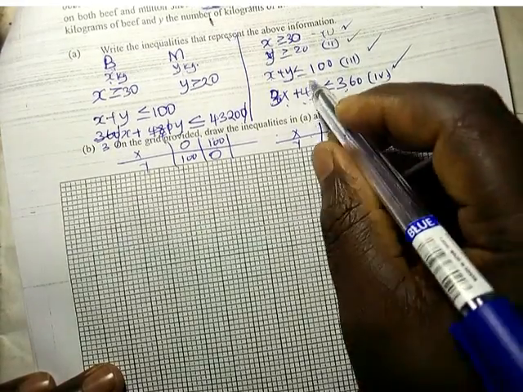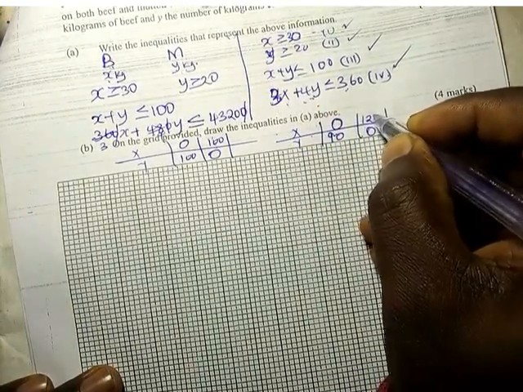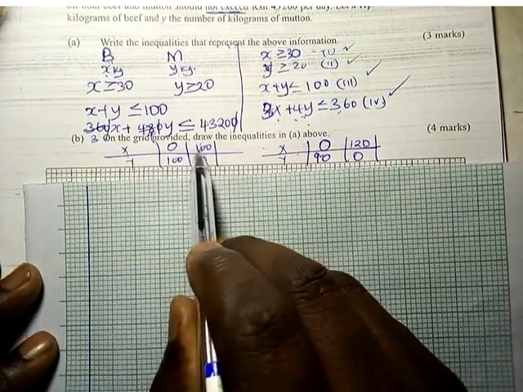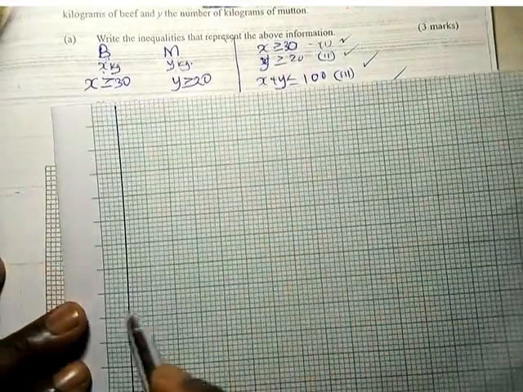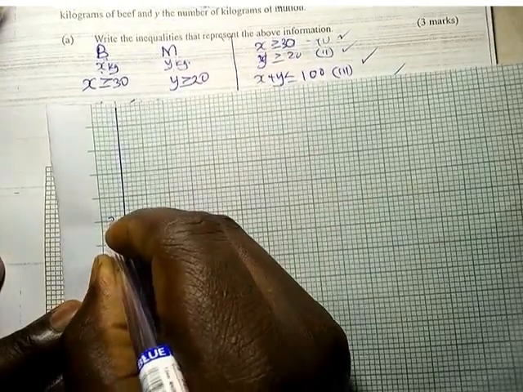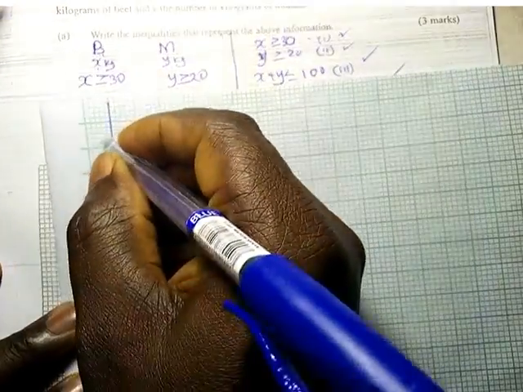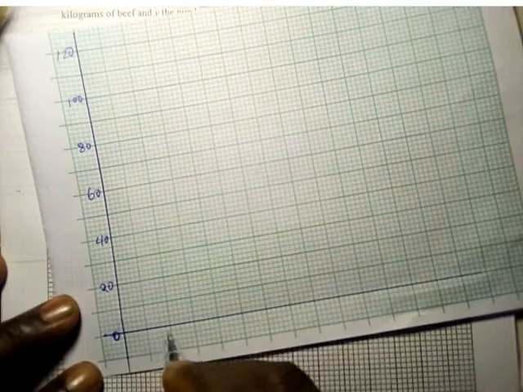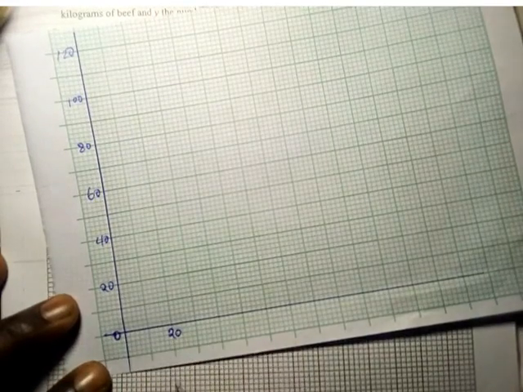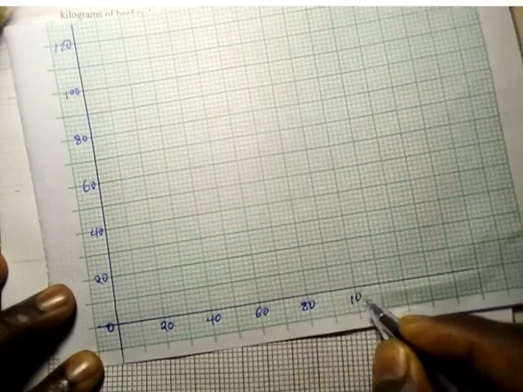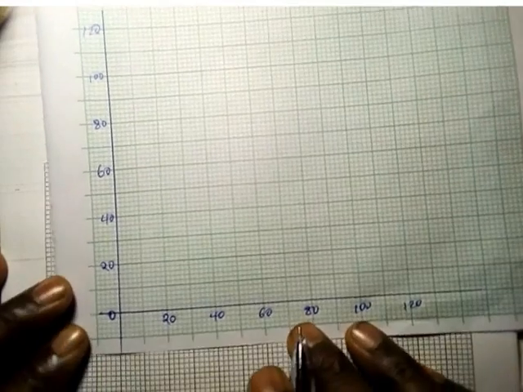When y is 0, itakuwa 120. So kwa hivyo kwa hapa ninaona kwa x niko na highest 120 na y niko na 100. So naweza weka 10, 20, 30, 40, 50, 60, 70, 80, 90, 100. That is the highest we can have on the y-axis. But on the x-axis tuko na 120. So we can also say this is 20, 40, 60, 80, 100, 120. That is the highest we can have on the x-axis.